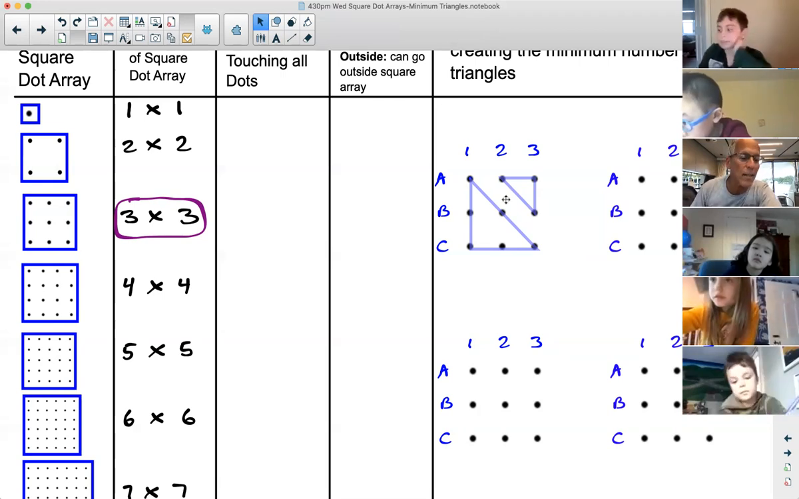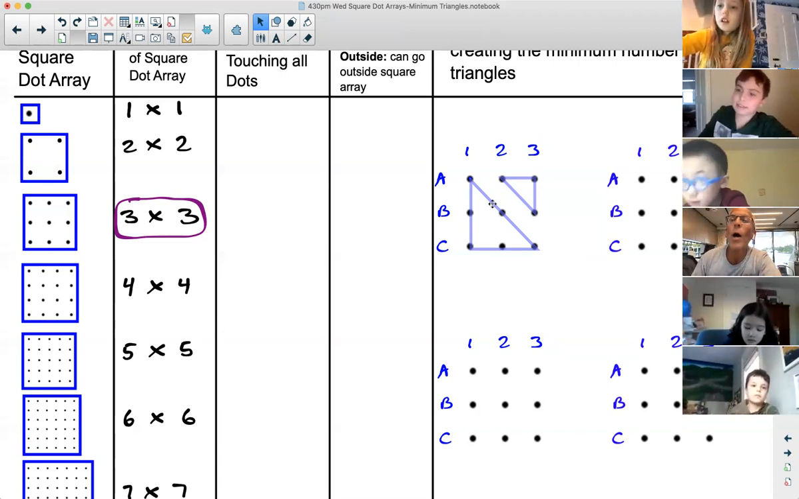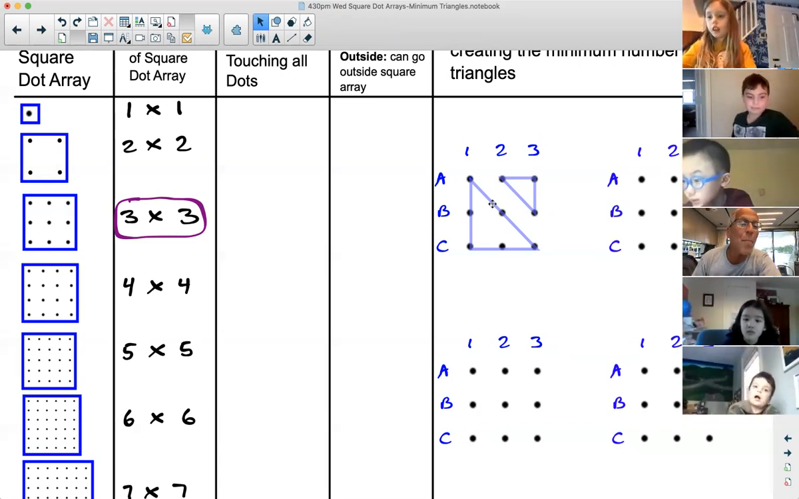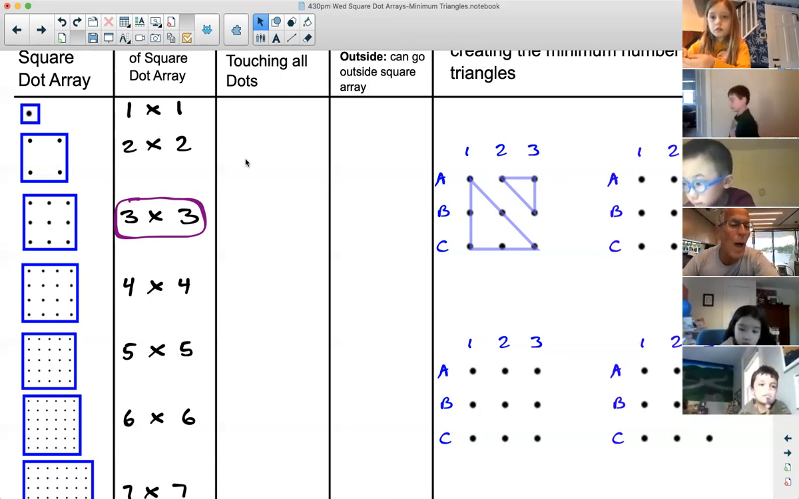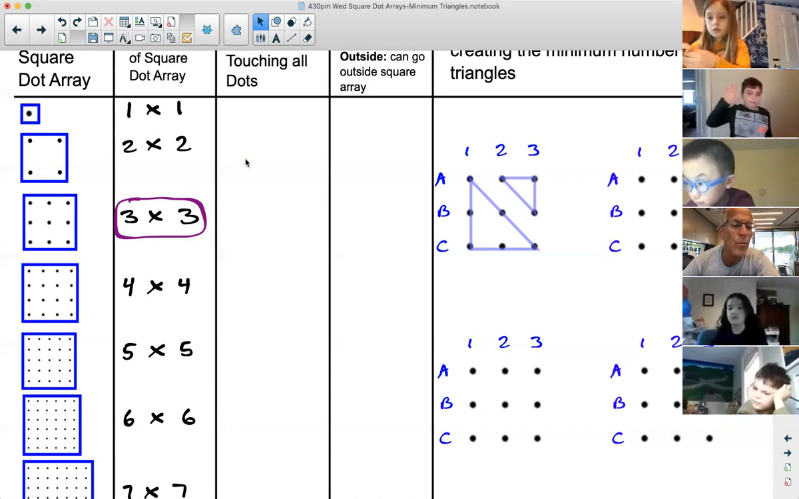What do you guys think? Did we solve it? Yeah, I was going to say that. It's exactly the same. Now, guys, I bet a lot of you got that solution. So we know that the answer to 3 by 3 is 2 minimum. But did anybody go outside of the box? Did anybody do the outside?